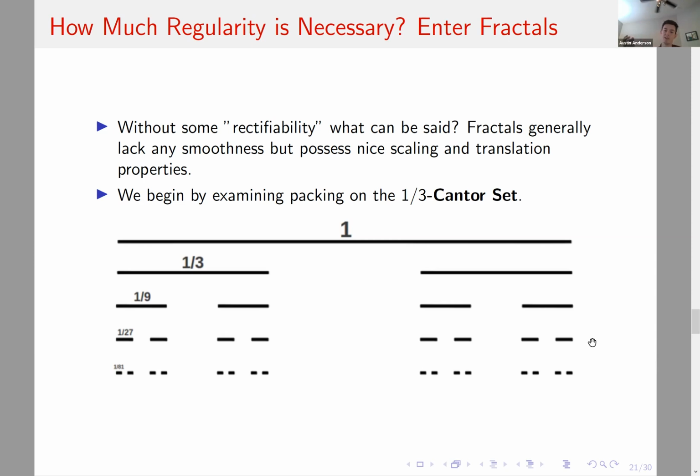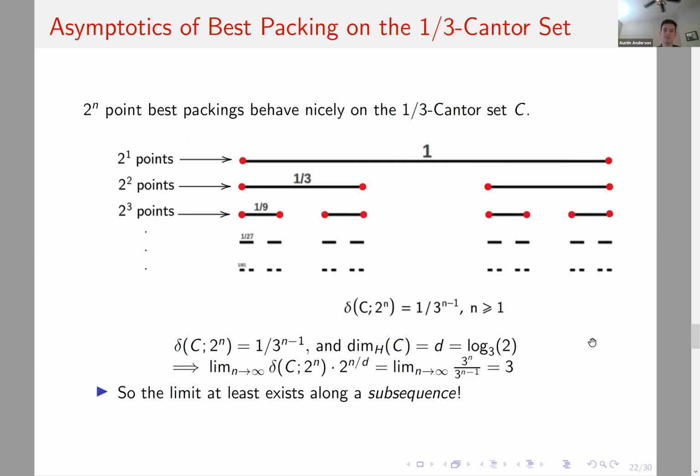Now, the interesting thing that we'll come to find out from this analysis is that there is some hope of finding some subsequential limits for these best packing and best covering and even minimal energy and polarization problems on fractals. So beyond just non-existence, there's going to be some interesting array of results that you can prove for these geometric questions on fractals as well.